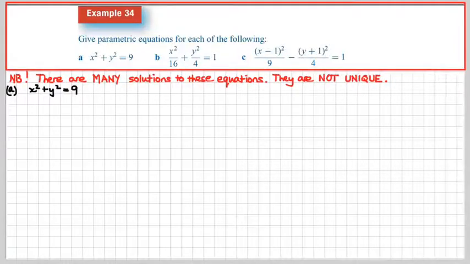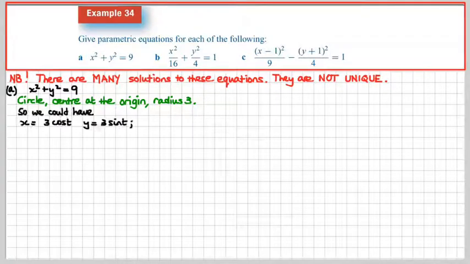Look, if you had x squared plus y squared equals 9, that is a circle, centre at the origin and radius 3, isn't it? So we could have had x is 3 cos t, y is 3 sin t. That would work because, think about it, cos t would be x over 3, sin t would be y over 3. Therefore, if you plug those into cos squared plus sin squared equals 1, you're going to get x over 3 all squared plus y over 3 all squared equals 1, which is a circle, radius 3, centre of the origin.